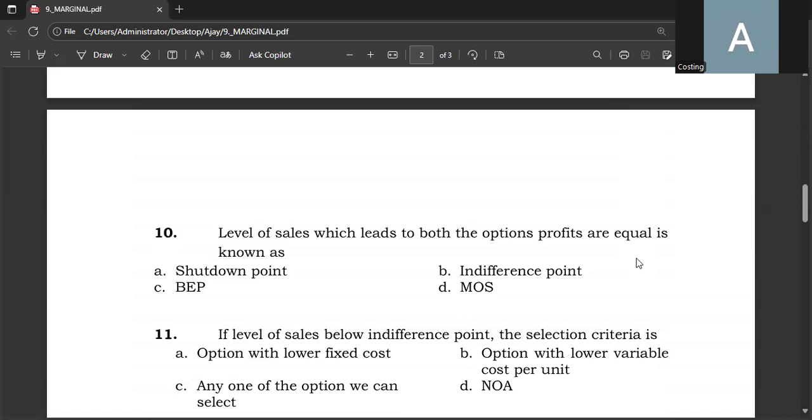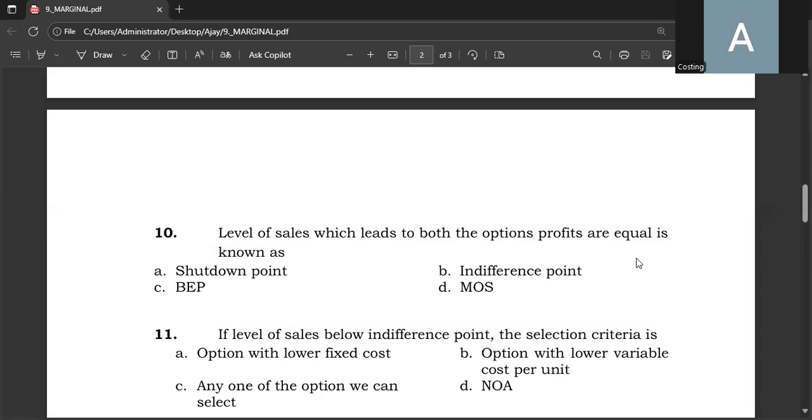Question 10. Level of sales which leads to both the options profit being equal is known as option A. Shutdown point. Option B. Indifference point. Option C. BEP. Option D. MOS.